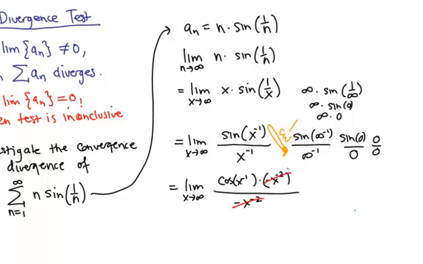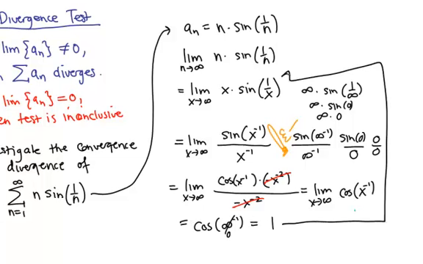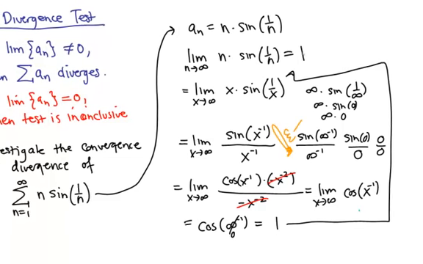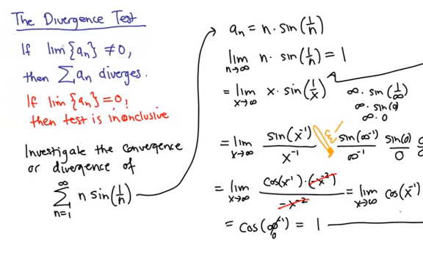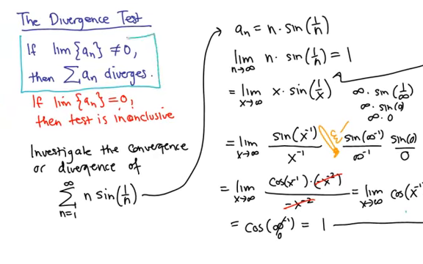If we do the cleanup, we see that those two cancel. And so we have the limit as x tends to infinity of the cosine of x to the negative 1. If we plug in infinity, that gets me cosine of infinity to the negative 1. We've said that that's 0, and the cosine of 0 is 1. So we've done all of this work to show that the limit as n tends to infinity of the terms of the sequence tends to 1. By the divergence test, if the limit of the terms doesn't go to 0, and ours don't, they went to 1, then we can conclude that this series right here diverges.